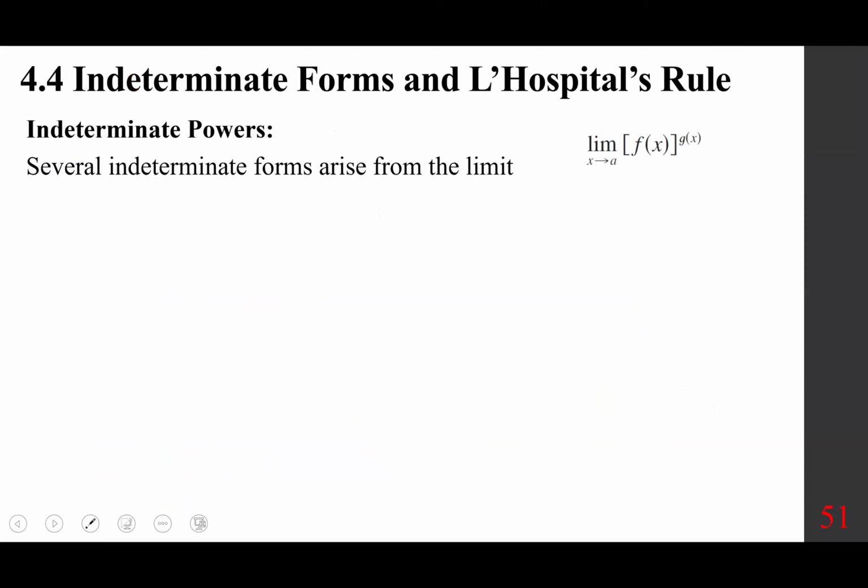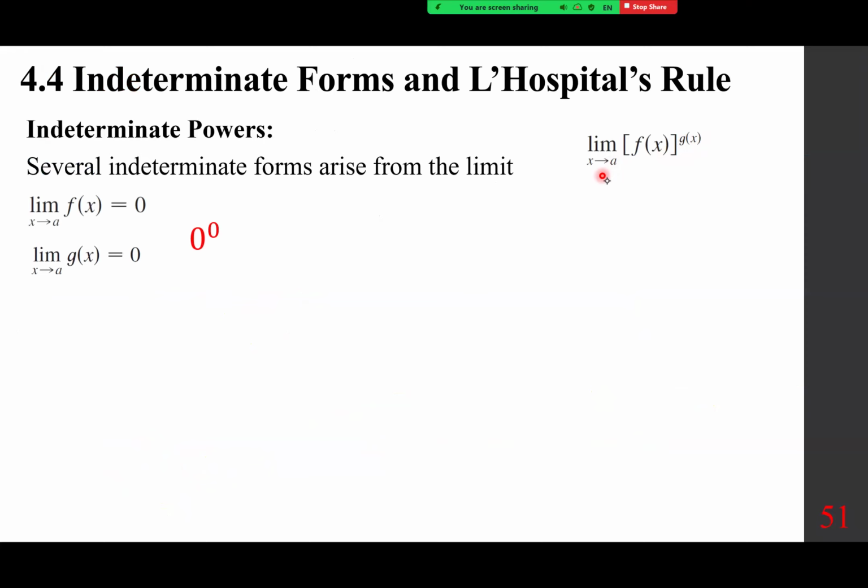Indeterminate powers. Several indeterminate forms arise from the limit of f of x to the power of g of x as x approaches a. If both of them are 0, we get 0 to the power of 0. If one of them is infinity and the other is 0, we get infinity to the power of 0. And if the base is 1, we get 1 to the power of infinity or negative infinity. All of them are considered indeterminate, everybody.